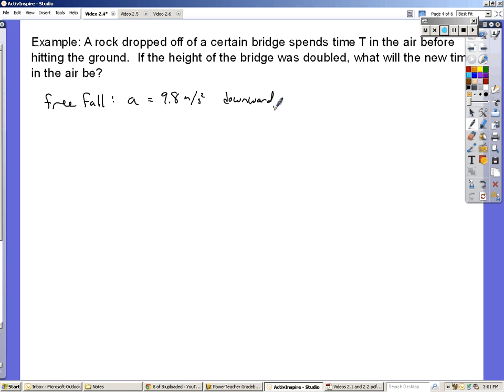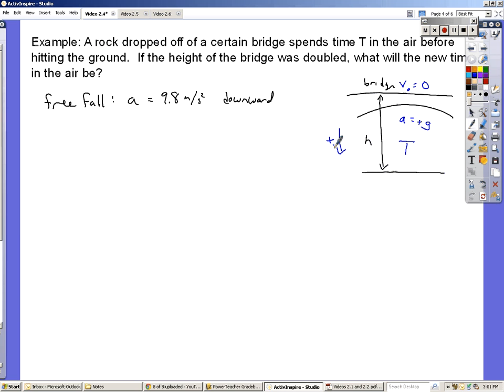So we'll draw a picture of this. Here's the bridge. We'll call the height of the bridge h. The initial speed of the ball is 0. What we're trying to do is relate the height of the bridge to the time in the air, so h and t, keeping v naught equal to 0 and keeping a equal to, I'll make that positive g, and then we'll define downwards to be positive.